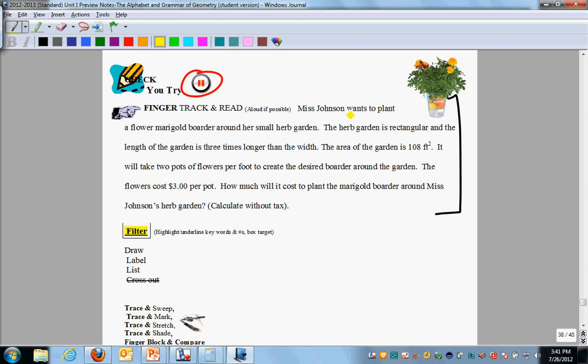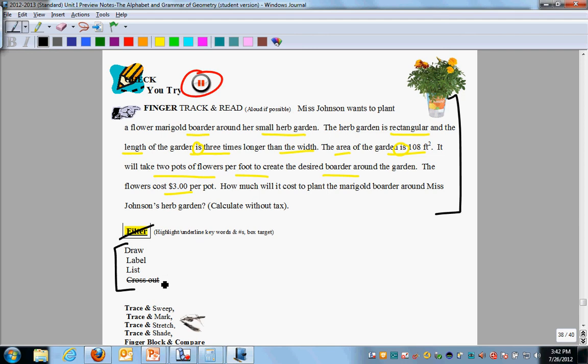So we go here: Miss Johnson wants to plant a flower marigold border, it's a border, around her herb garden. The herb garden is rectangular, and the length of the garden is 3 times longer than the width. The area of the garden is 108 feet squared. Underline the word area. Circle the word is. It'll take 2 pots of flowers per foot to create the desired border. The flowers cost $3 per pot. How much will it cost to plant the marigold border around Miss Johnson's herb garden? Do this without tax. Okay, now that's the filter part.